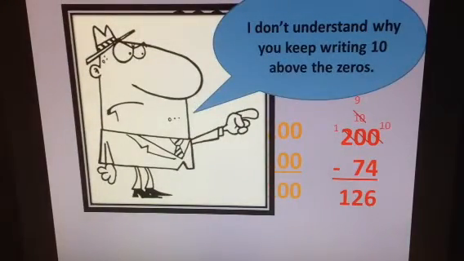And this guy is confused. I don't understand why you keep writing 10 above the zeros. We talked about why. Basically what we're doing here is we're getting 10 from the hundreds column, and we're adding 10 to what we already have, which is 0. 10 plus 0 is 10, so we write the 10. And then of course we cross it out when we give away 1 to the ones column.